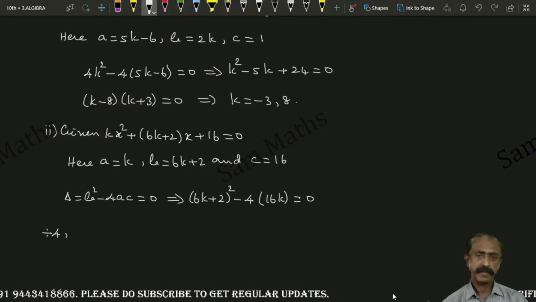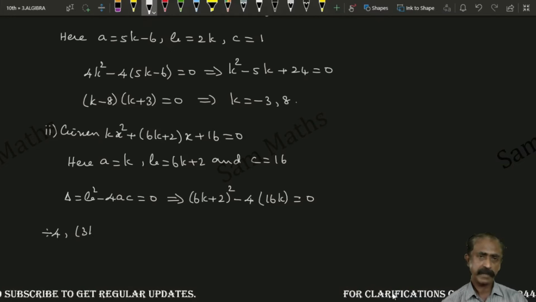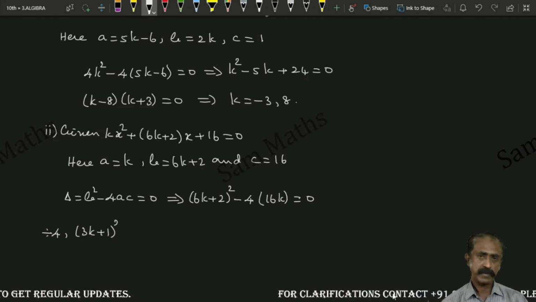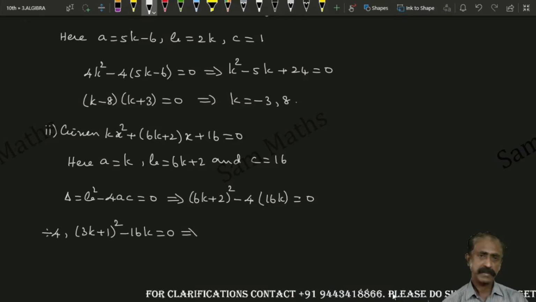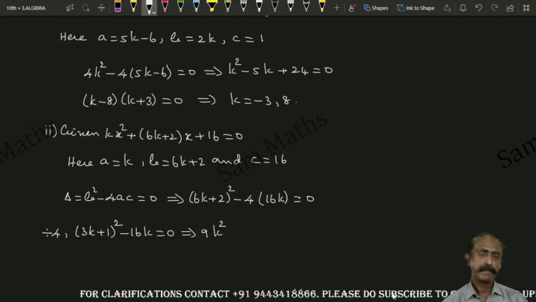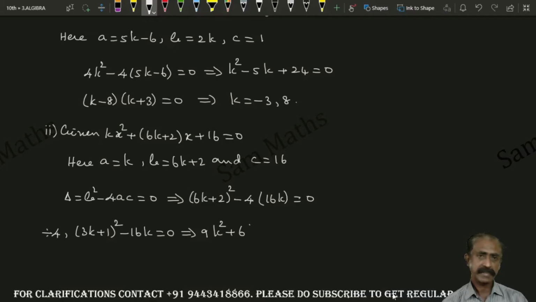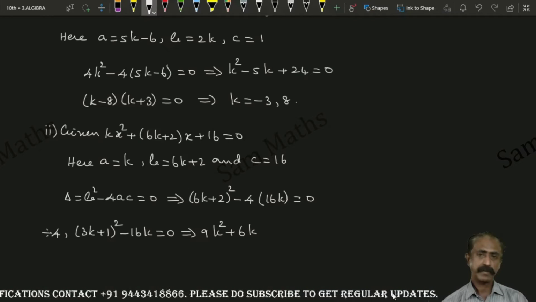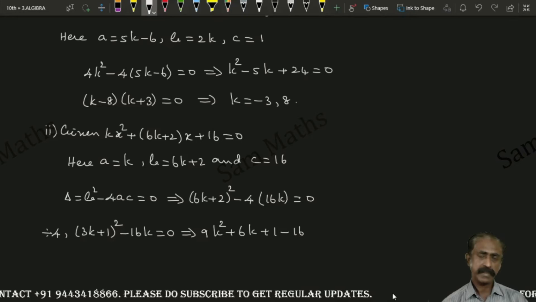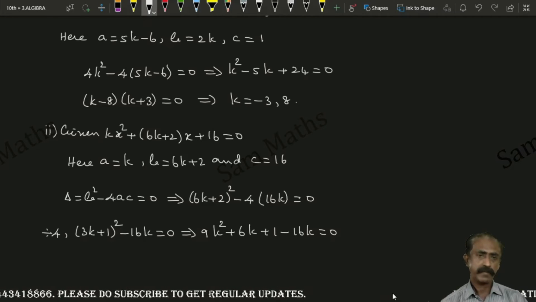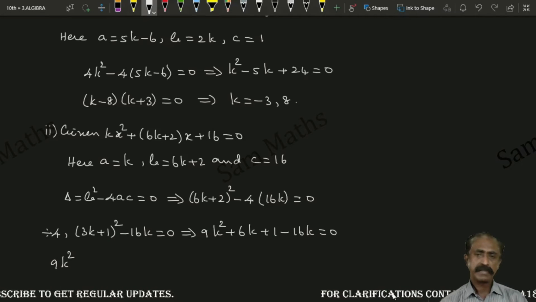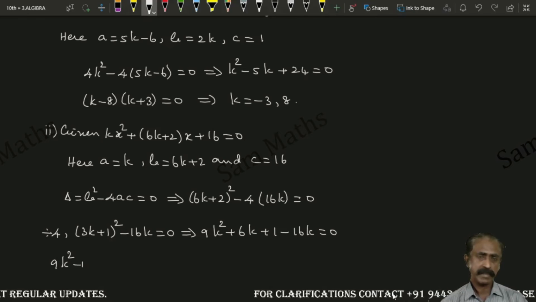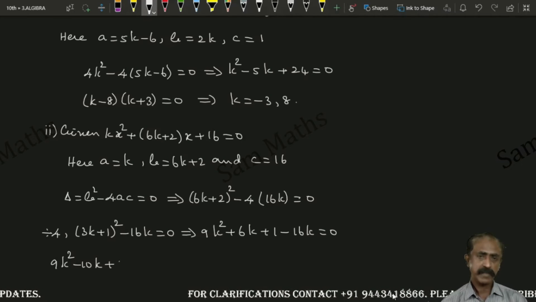It becomes, from the first term you can take 2 outside, it becomes 2 square, that is 4. It becomes 3k plus 1 the whole square minus 16k equal to 0, which implies 9k square plus 6k plus 1 minus 16k equal to 0. Therefore, we are getting 9k square, 6k minus 16k, that is minus 10k plus 1 equal to 0.